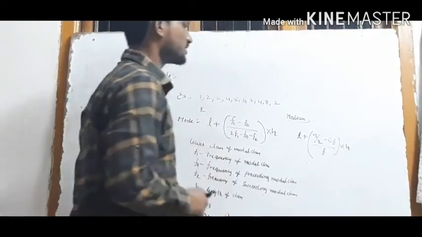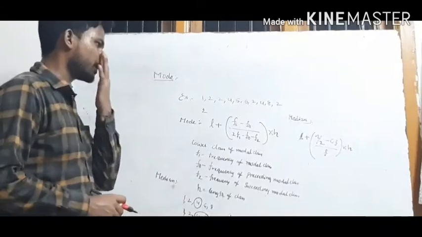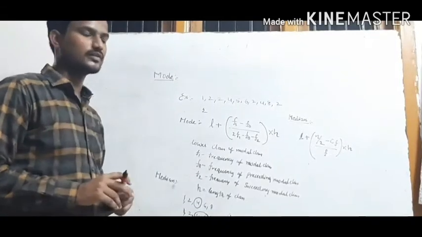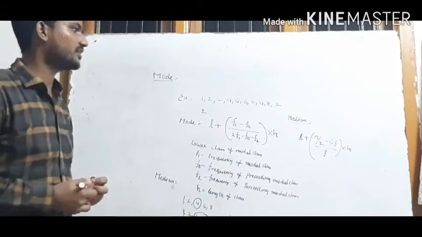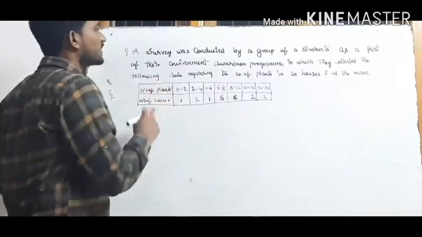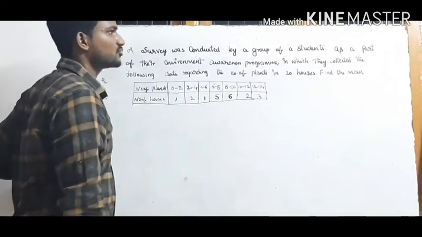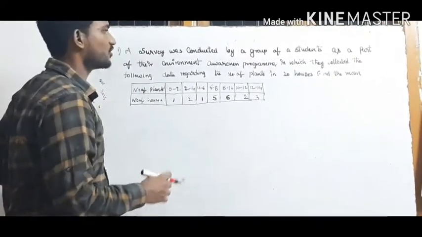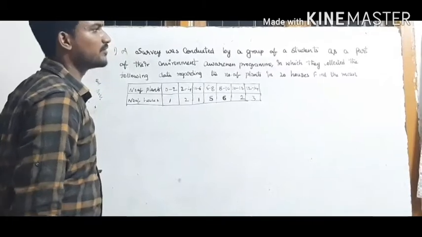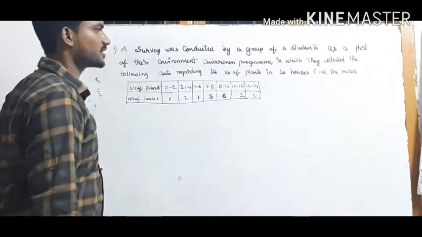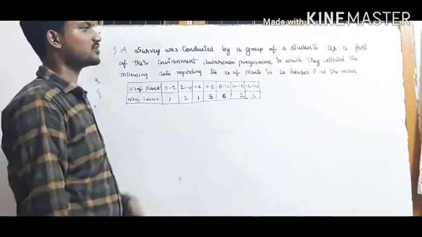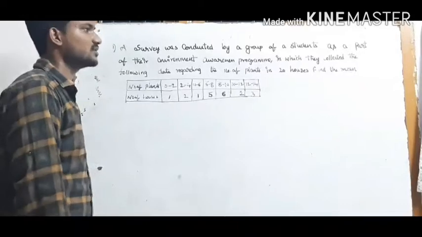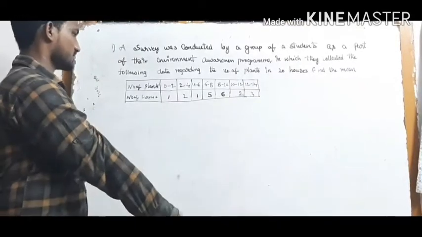So we can discuss some examples of mean and median, then we know the clarity of this equation. A survey was conducted by a group of students as part of their environment awareness program, in which they collected the following data regarding the number of plants in 20 houses. Find the mean of these observations.